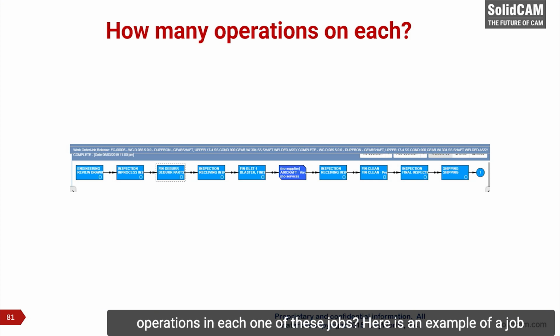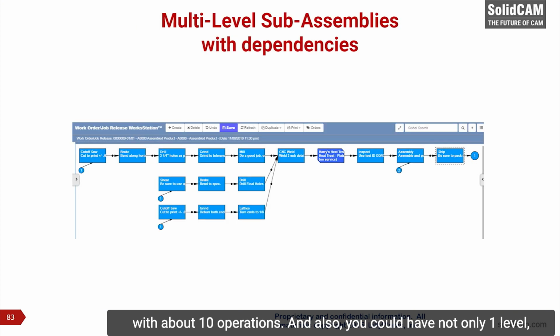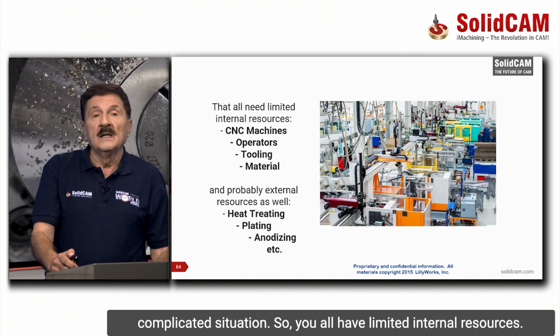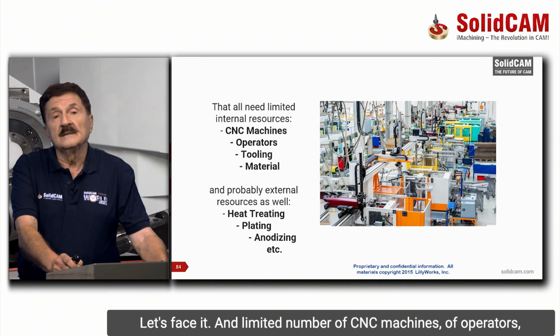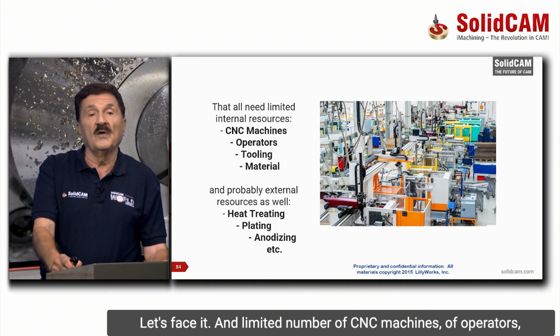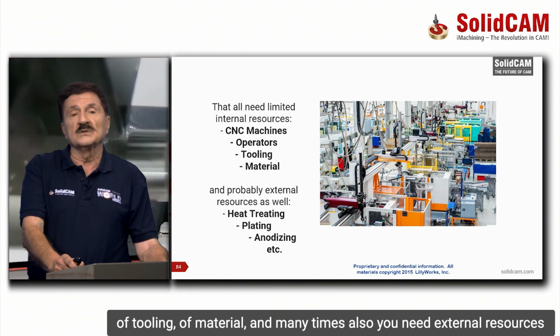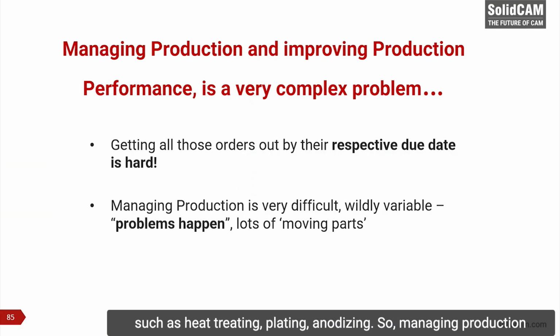Here's an example of a job with about 10 operations. And you could have not only one level, but multi-level sub-assemblies with dependencies. It's a much more complicated situation. So, you all have limited internal resources, let's face it: a limited number of CNC machines, operators, tooling, and material. And many times you also need external resources, such as heat treating, plating, anodizing. So managing production and improving production performance is a very complex problem.